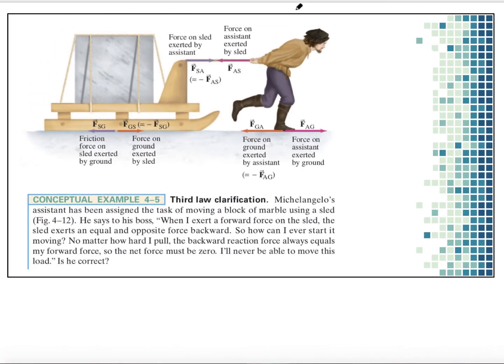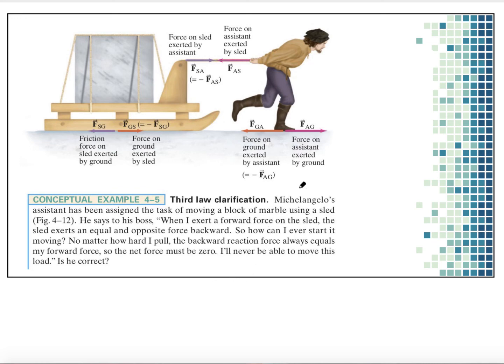So, we're going to finish this Newton's third law discussion up with a slightly more complicated situation. So ignore all of the arrows for a moment and just look at the situation here. So Michelangelo, the famous Renaissance artist, has an assistant who has been assigned the task of moving this block of marble using a giant wooden sled. He says, when I exert a forward force on this sled, the sled exerts an equal and opposite force backwards. So how could I ever start it moving? No matter how hard he pulls, the backward reaction force would always be equal to the forward force. Therefore, the net force must be 0. So why is this correct or incorrect?